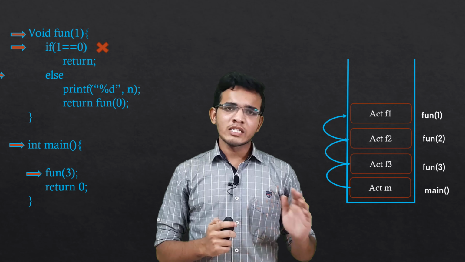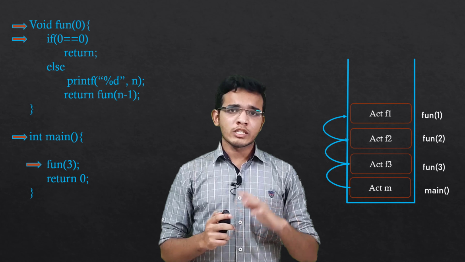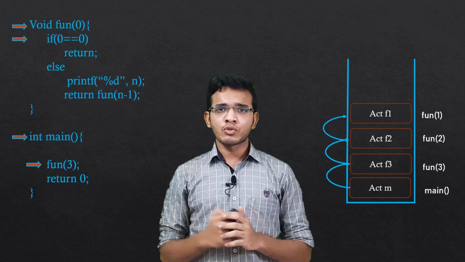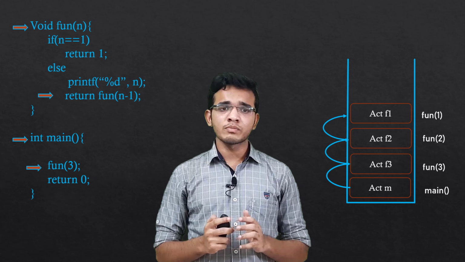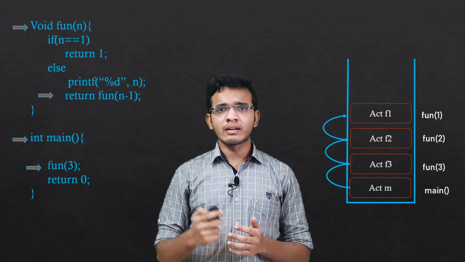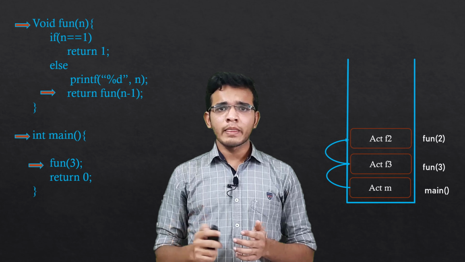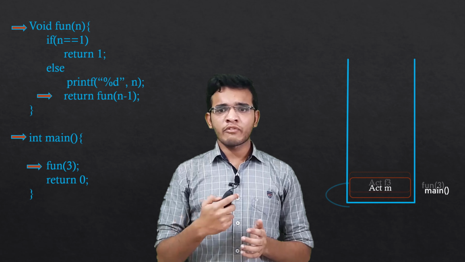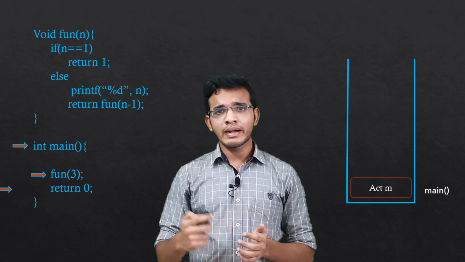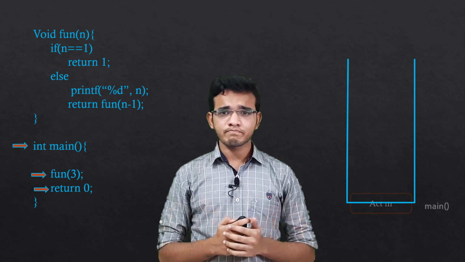We can observe that 0 is equal to 0, which is true, and the true block contains the return statement. So the activation record of fun of 0 gets popped off, and execution returns to the fun of 1 activation record. So fun of 1 resumes its execution, and the only statement left is just the return statement. So there is no meaning in returning like that, and it just gets popped off. Similarly the same happens for fun of 2, and fun of 3. Finally the function returns its control to the main function, and here also it just pops its activation record out of the stack.